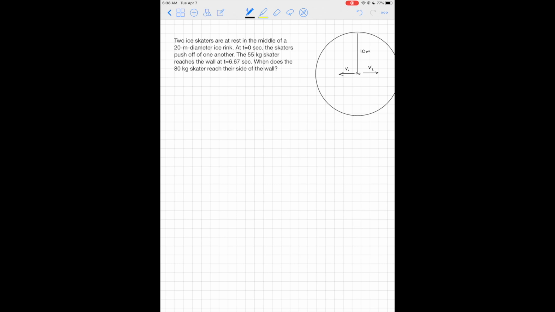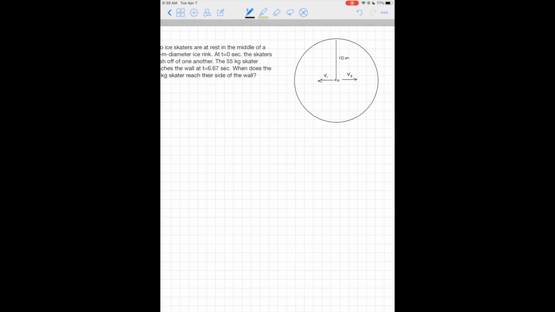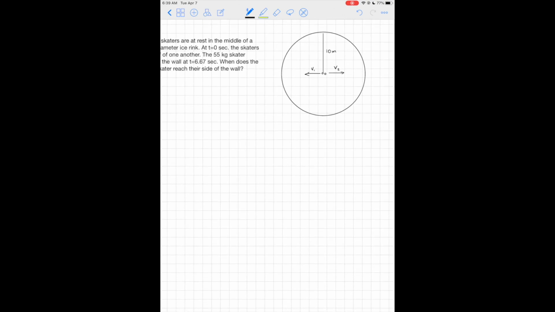So I have two skaters here. The 55 kilogram skater reaches the wall after pushing off of the other skater at 6.67 seconds. When does the 80 kilogram skater reach their side of the wall? So we have a brief illustration of what's going on here. I have two folks just in the center of this rink.